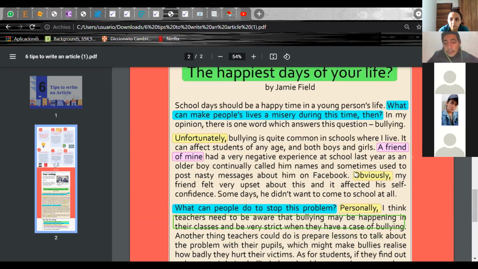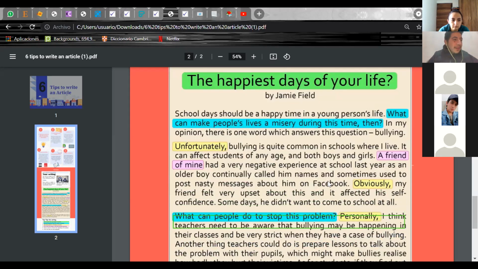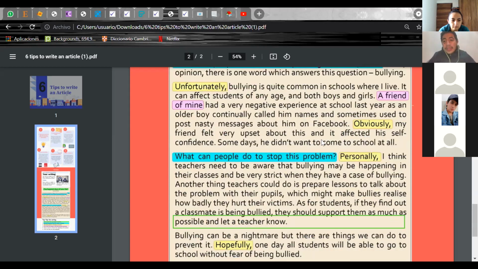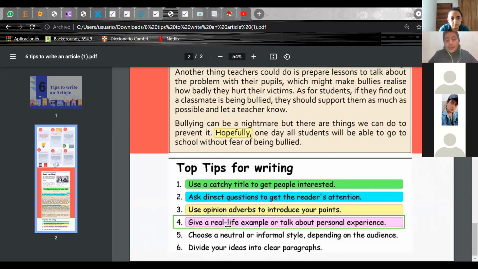So as the main topic in here is bullying, if we have experienced something related with this topic, maybe we can write it here, or use this expression, a friend of mine, or someone I know, alguien que conozco, had a very negative experience at school, it says in here. So it's important for us to use this tip to catch the attention of the reader.